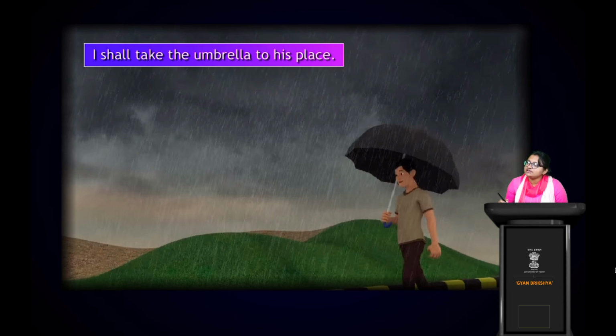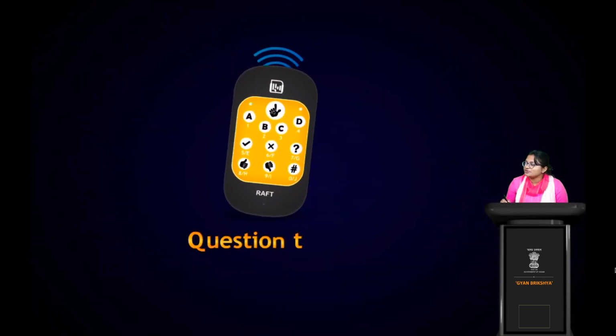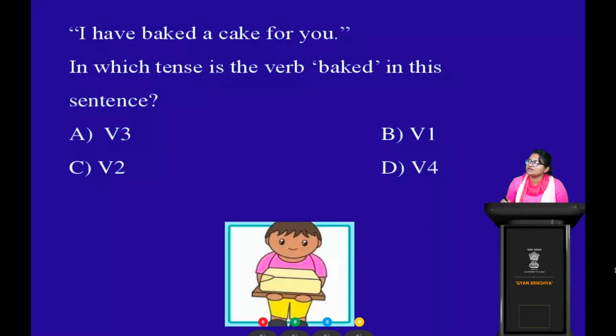So from this we can understand that this means I will be doing this in future. So I shall take the umbrella to his place. What will be the passive voice? We will come to know the passive voice just after this particular question.